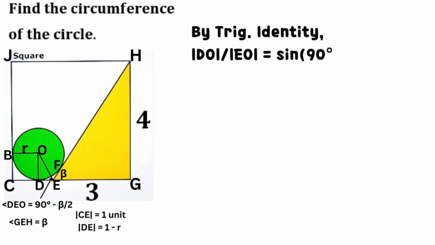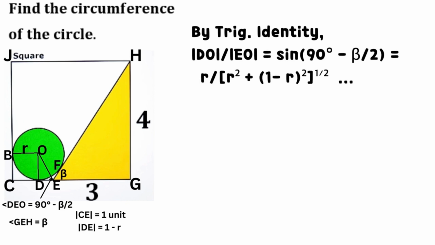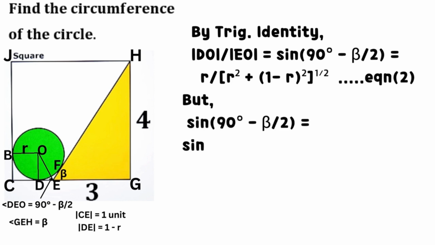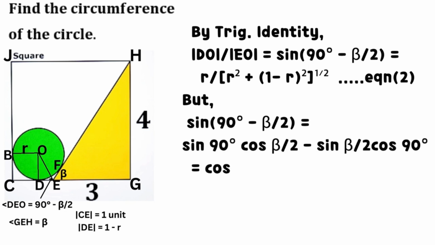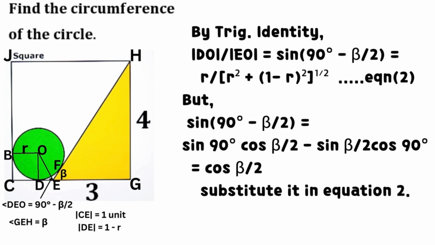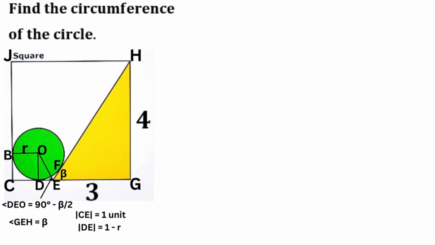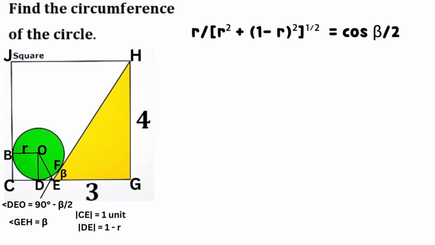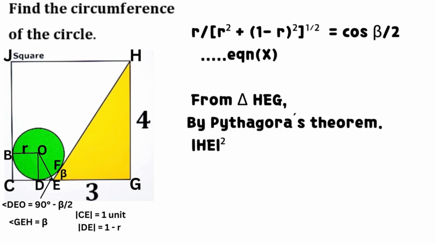By trigonometric identity, DO divided by EO equals sine of 90 degrees minus half beta, which equals r divided by the square root of the square of r plus the square of 1 minus r. We call it equation 2. But sine of 90 degrees minus half of beta equals cosine half of beta. Substituted in equation 2, it implies that r divided by the square root of the square of r plus the square of 1 minus r equals cosine half of beta. We call it equation X.